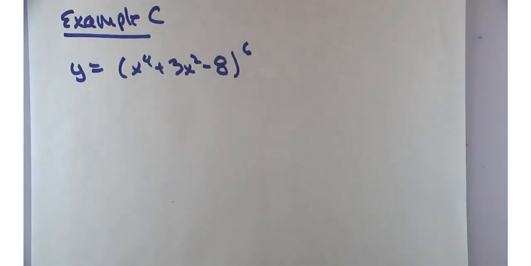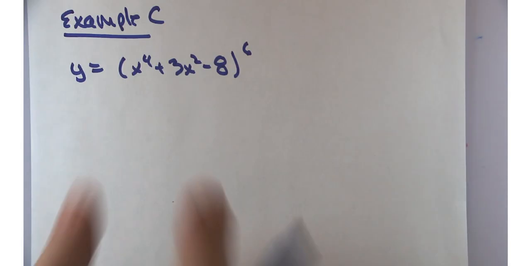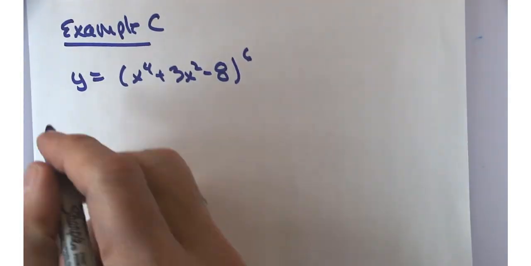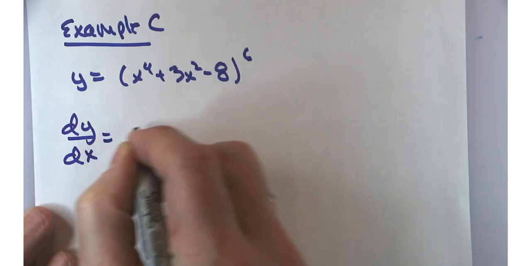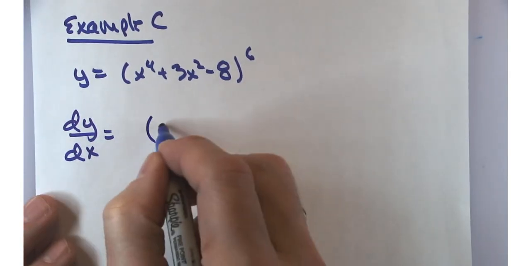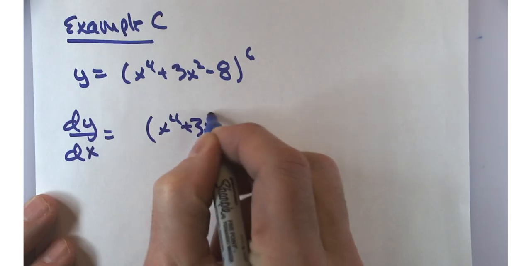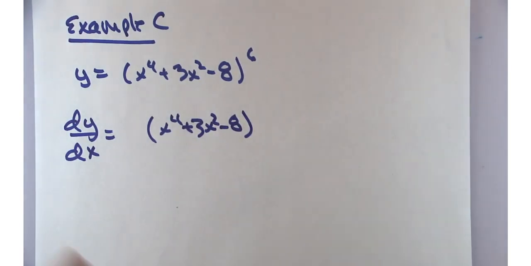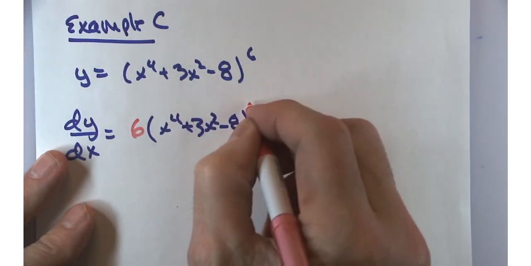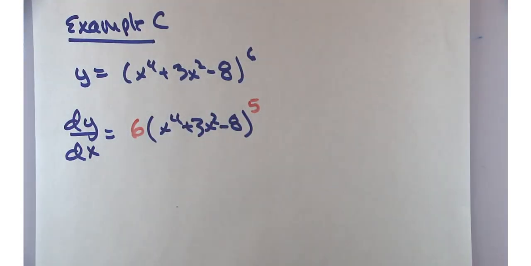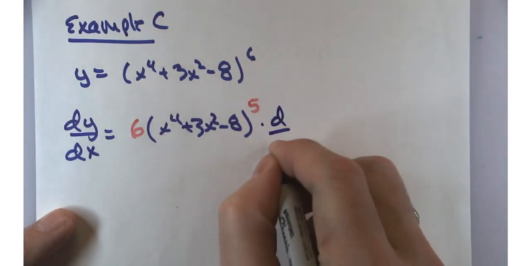But somebody help me out here. Antonio, what's the outside function in this one? Yeah, something to the 6th power. So when we differentiate this, it's going to be the derivative of the outside, so that 6 is going to come out in front. And what's going to happen to the exponent? Yeah, you subtract 1. So you get something to the 5th power times the derivative of the inside.